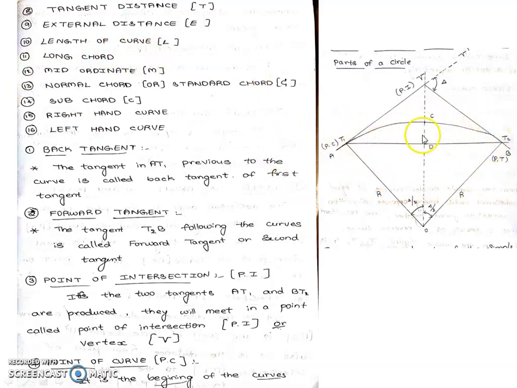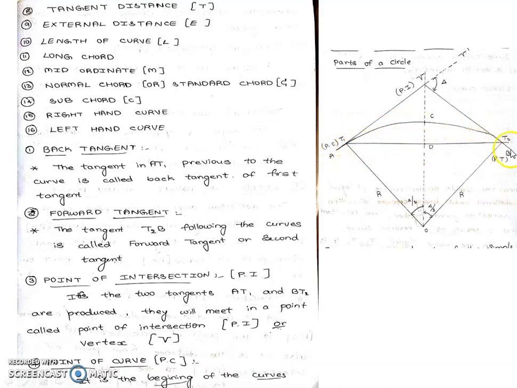Next, mid ordinate, apex distance, right hand curves and left hand curve. Okay, so we'll go through it. Next, back tangent. Back tangent is the AT1 where the curve starts. So this one is called AT1, back tangent. The tangent AT1 previous to the curve is called the back tangent.